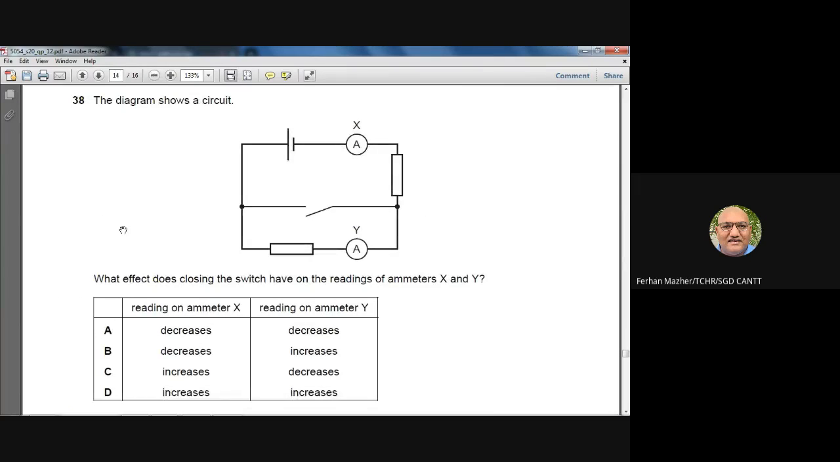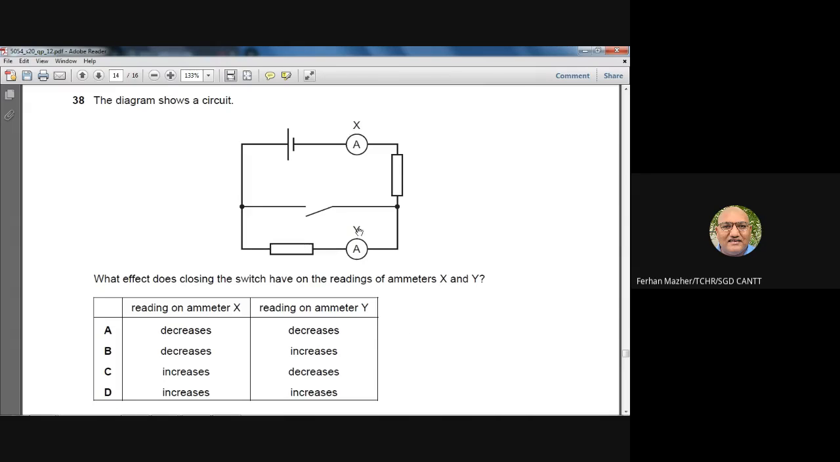The diagram shows a circuit. So you see here we have a battery, here I have an ammeter connected, here we have a switch, here we have another ammeter. There are 2 resistances connected here in series with each other. What effect does closing a switch have on the reading of the ammeter X and Y?